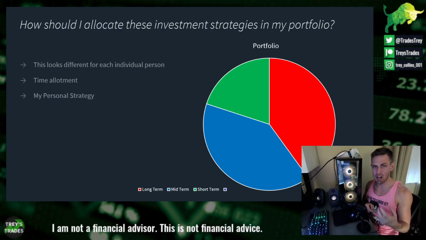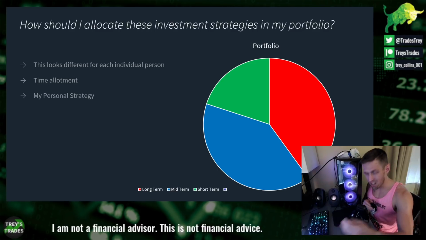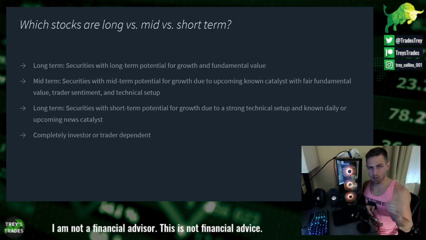I work a full-time job. The last couple of weeks, I have had quarantine. Fort Sill, which I'm stationed at right now, was shut down because of that crazy snowstorm. But most of the time, I work a 9 to 5. So I'm not able to manage my portfolio the entire day during the market open. So this is going to look different depending on each individual person. I would recommend if you work a lot and you can't watch your portfolio regularly to lean more towards those long-term investments. Which stocks are long versus mid versus short term?